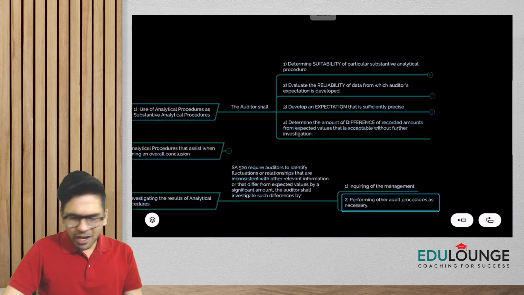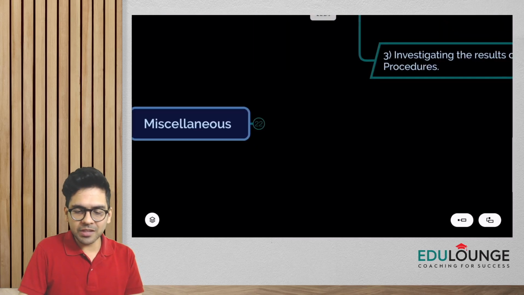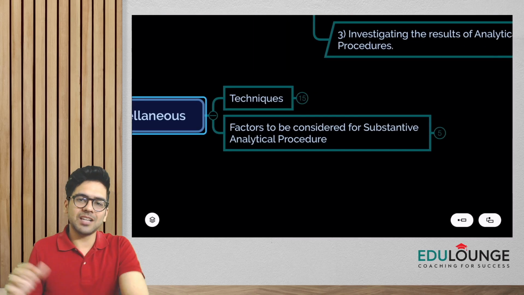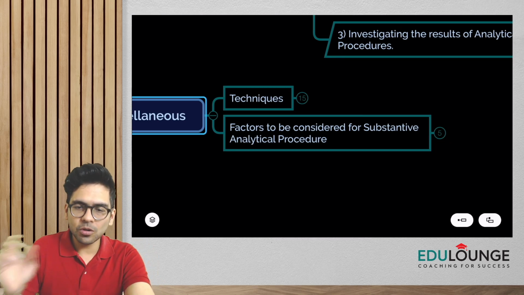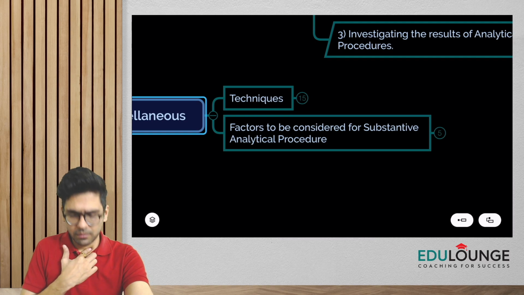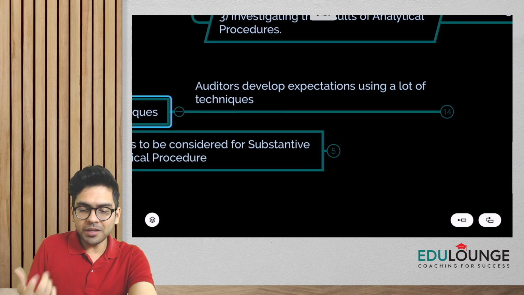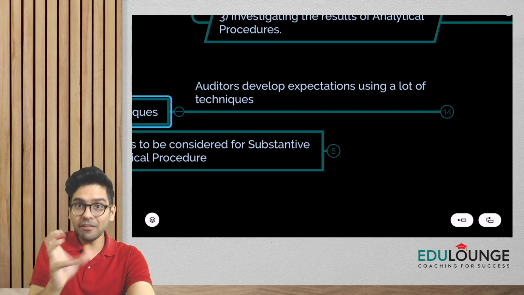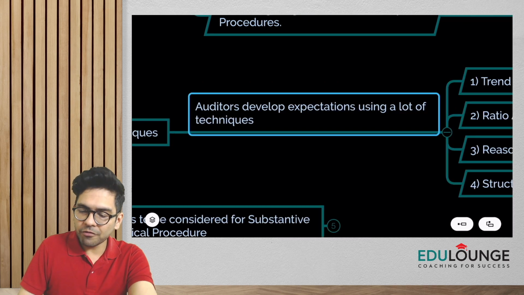Okay, we have a few more topics, just miscellaneous topics with respect to analytical procedure, and here it's just the techniques that we have to cover. Okay, we have it in our ICA material. So what are the techniques of analytical procedures? Auditors develop expectations using a lot of techniques, right? So what techniques can we use? We have got four techniques, guys.